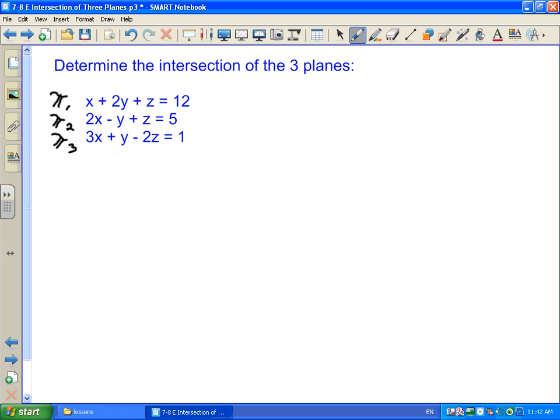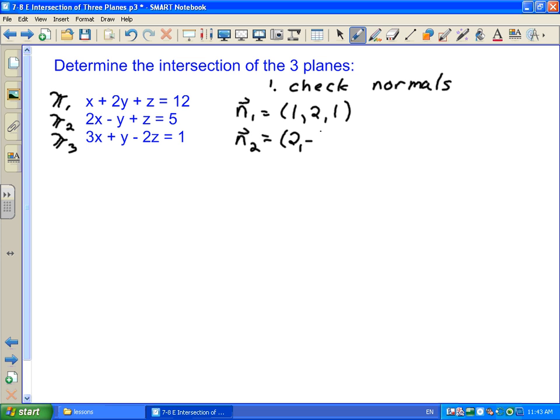And first thing we want to do is we want to take a look at the normals. So I'm just going to say check the normals. Because we're checking for 2 things when we look at the normals here. Number 1, we want to see if these things are parallel. And number 2, we want to look to see if they're coplanar. So let's just write out our normals here. For plane 1, our normal is 1, 2, 1. For plane 2, our normal is 2, negative 1, 1. And for plane 3, our normal is 3, 1, negative 2.